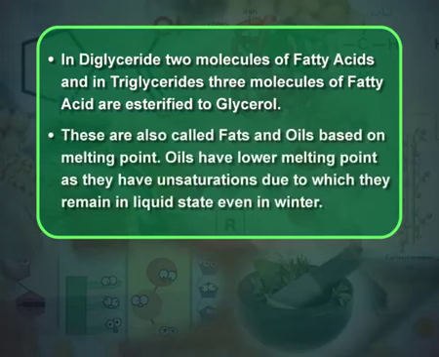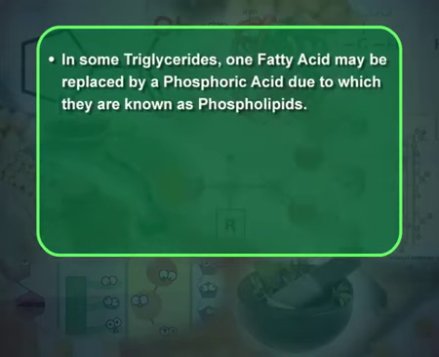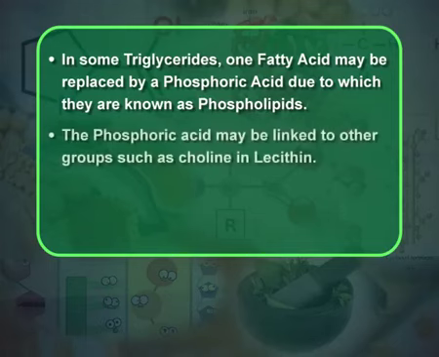These are also called fats and oils based on their melting points. Oils have a lower melting point as they have unsaturations due to which they remain liquid even in winter. Now in some triglycerides, one fatty acid may be replaced by a phosphoric acid, due to which they are known as phospholipids. The phosphoric acid may be linked to other groups such as choline in lecithin.